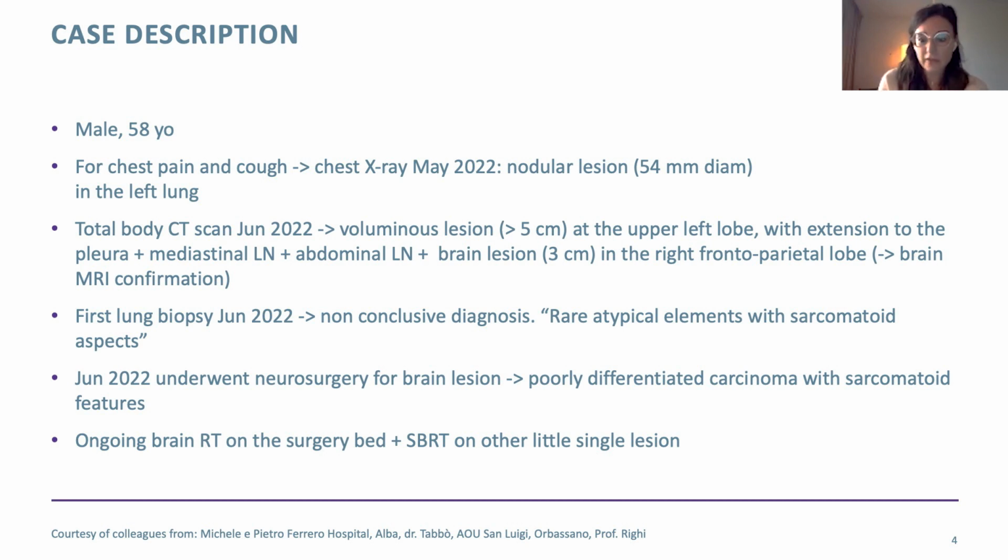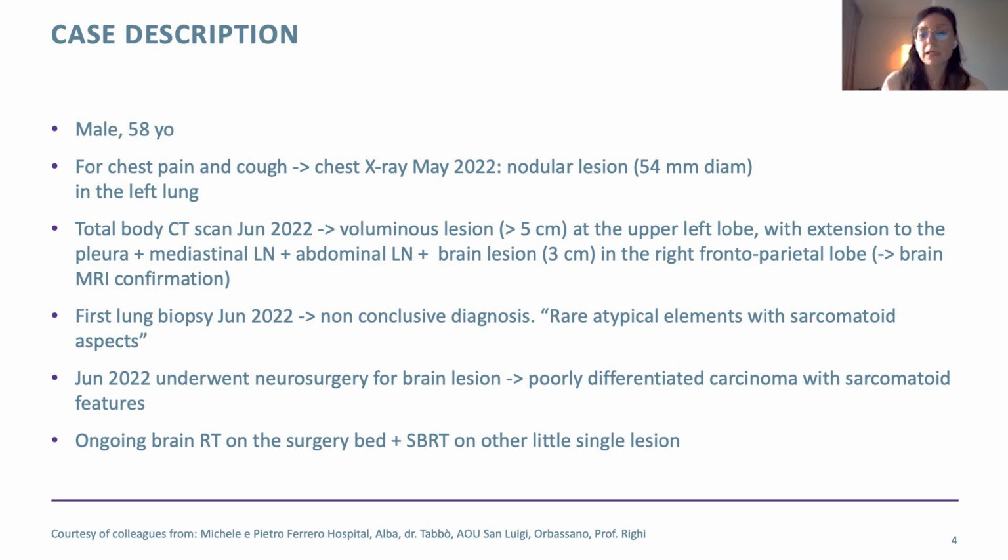A first attempt of a lung biopsy was performed, but unfortunately, the pathologists were only able to observe some rare atypical elements, but a proper diagnosis could not be performed. At the same time, the patient had to undergo neurosurgery for the brain lesion. And on that lesion, the pathology report was describing a poorly differentiated carcinoma that was showing some sarcomatoid features.